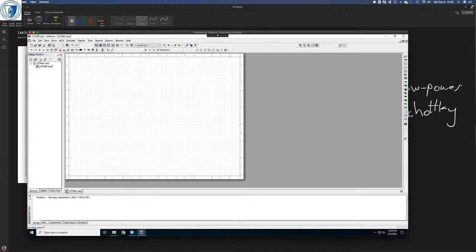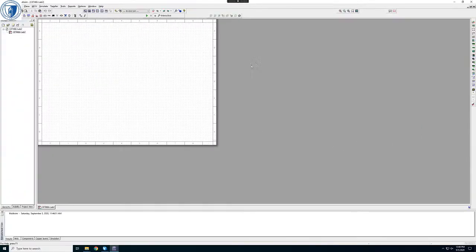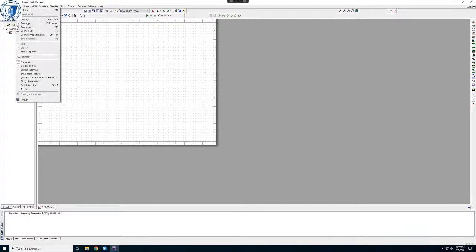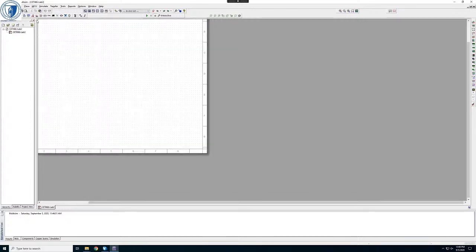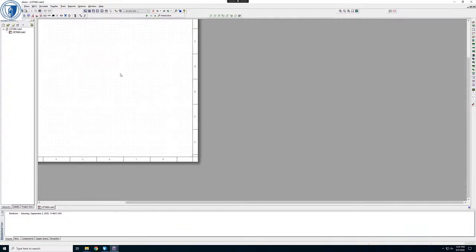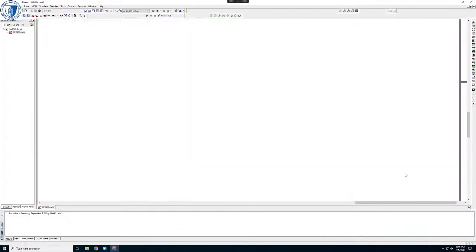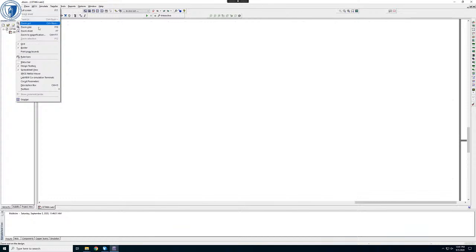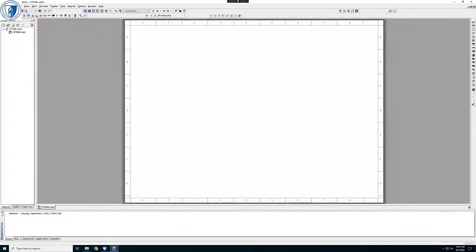Let's just make this full screen. Might make everything a little easier, and then see if we can zoom in. Make it a bit bigger. Ooh, it's a bit too much, I think. Yes, let's zoom to the sheet. That's better.